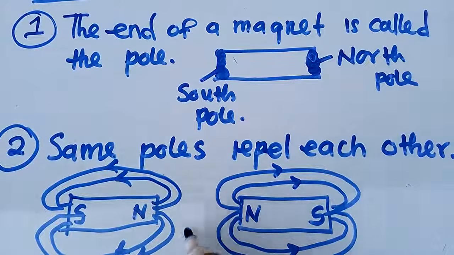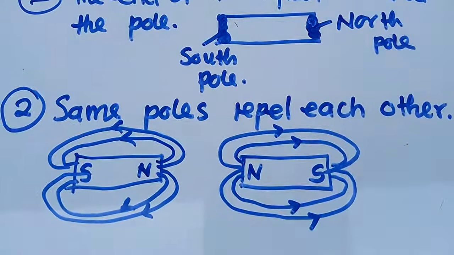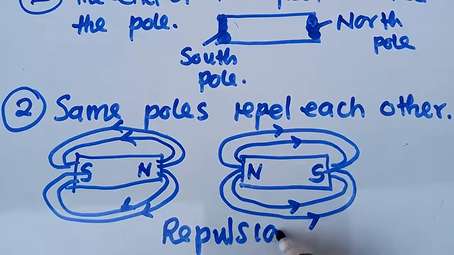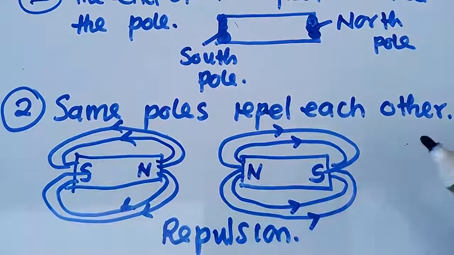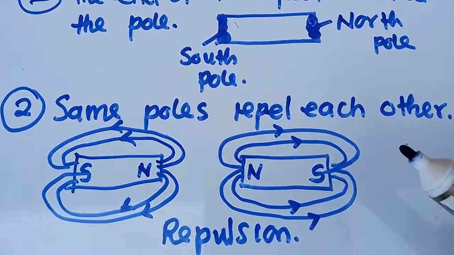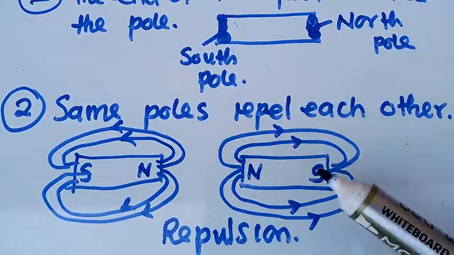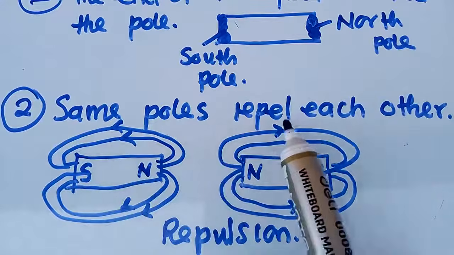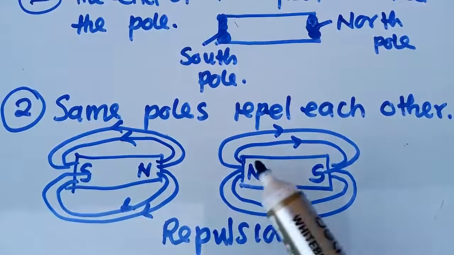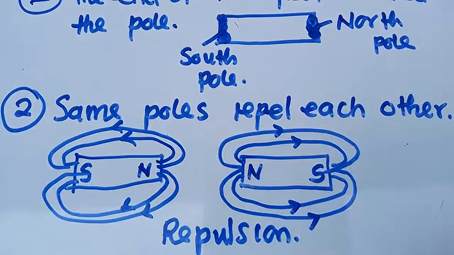So no attraction here. What we are going to have here will be called repulsion. This is a state that like poles will repel. I think you've heard of that, where we say like poles repel. This is a property. So we are saying that same poles will repel each other. There will be no attraction here. There will be repulsion. They are going to repel.